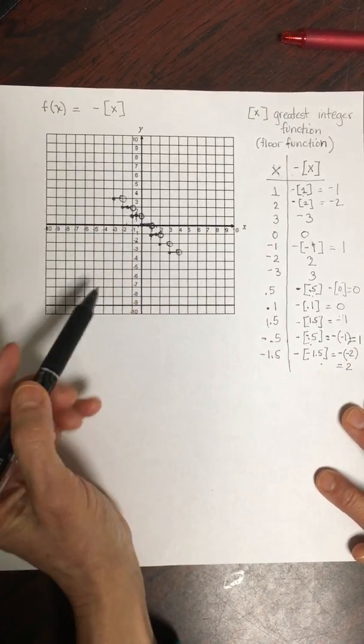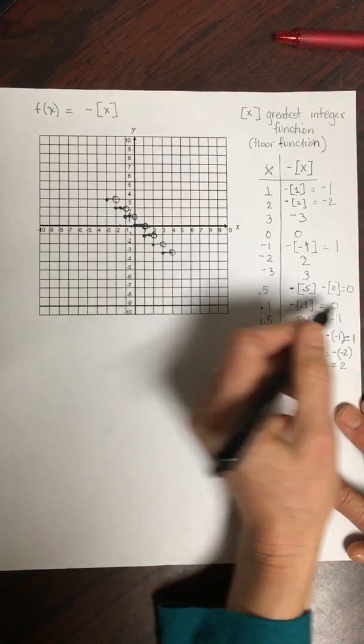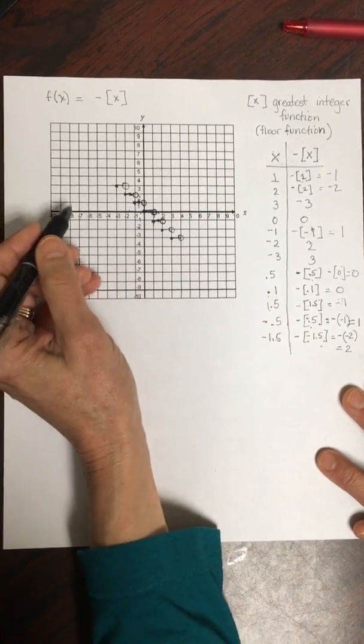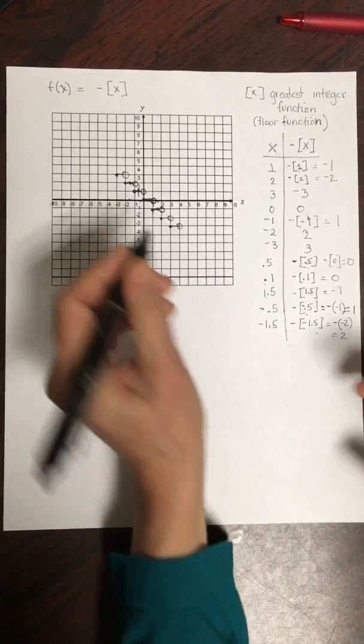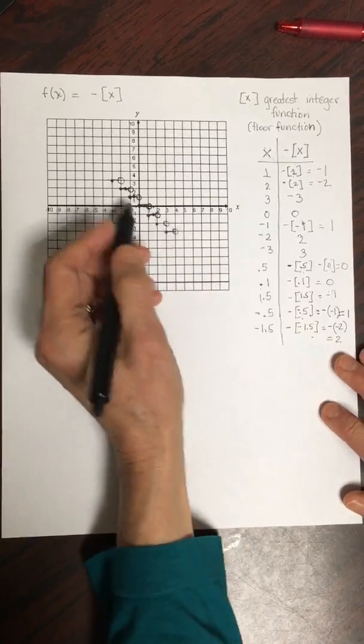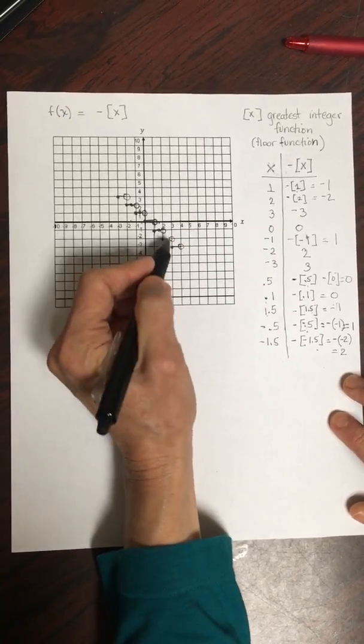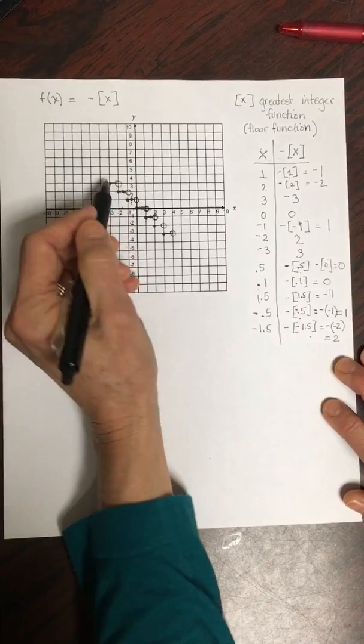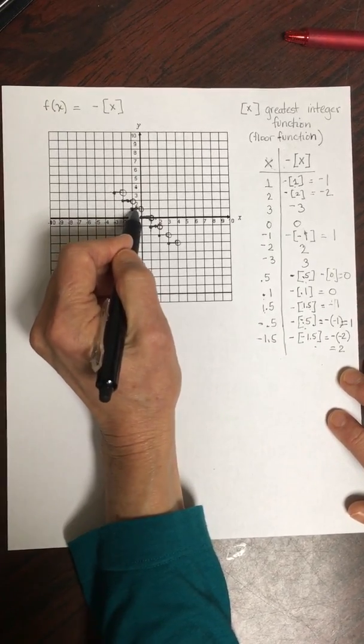It still is a function because each x has its own y. One x doesn't map to two y's. Each individual x maps to a y. So there you have it, it's called the step function. See, it looks like stairs going down.